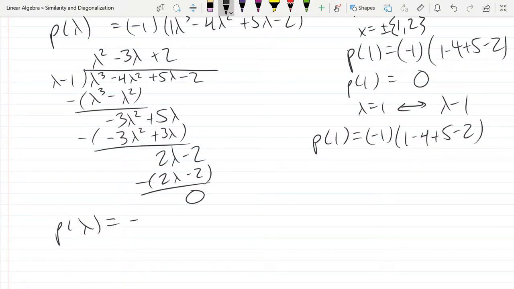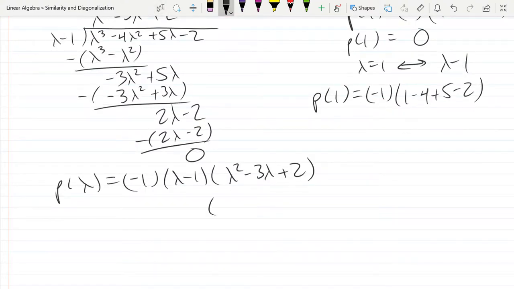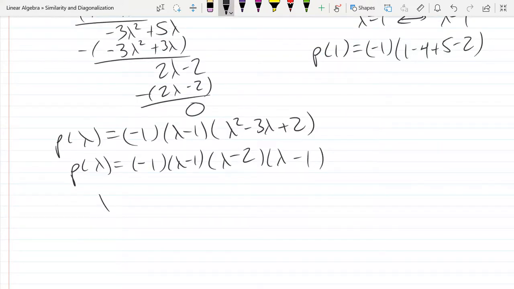So P of lambda is now lambda minus 1 times lambda squared minus 3 lambda plus 2. Hopefully we can factor this guy out and just get lucky here without using quadratic or complete the square. Minus 2, minus 1. All right, so we got all the values. Lambda equals 1, and lambda equals 2.